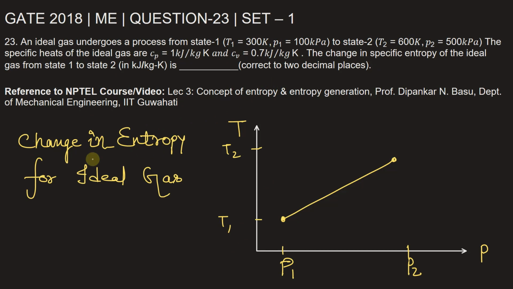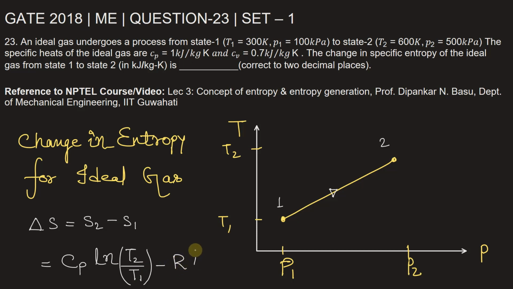So the change in entropy for an ideal gas is given by delta S, going from process 1 to 2, so we will write S2 minus S1. This is equal to the specific heat capacity at constant pressure, Cp, into ln T2 by T1, minus R ln P2 by P1. This is the expression of change of entropy for an ideal gas.